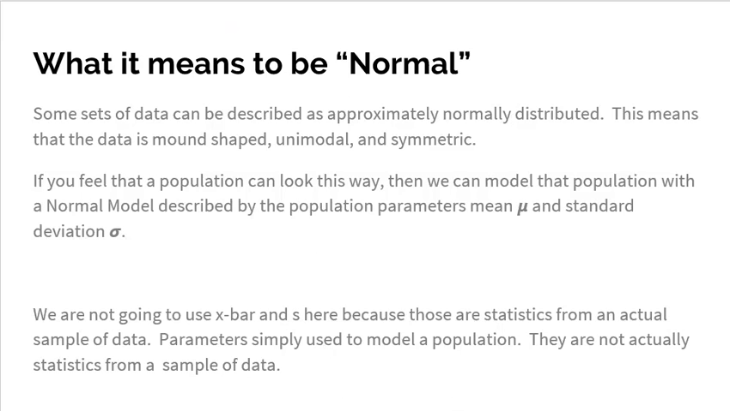And again, instead of a sharp histogram being mound-shaped, unimodal, symmetric, we're going to use this curve like that. Mound-shaped, symmetric, unimodal, boom, that's the normal model. And we describe a population with this along with mu, the mean, and sigma, the standard deviation. So we're not going to use X bar and S here because remember, those are statistics from an actual sample of data. Now we're modeling populations where we actually don't have all the data for the entire population in front of us. So we're not actually using statistics here, which is why we're giving it this new name, parameters.